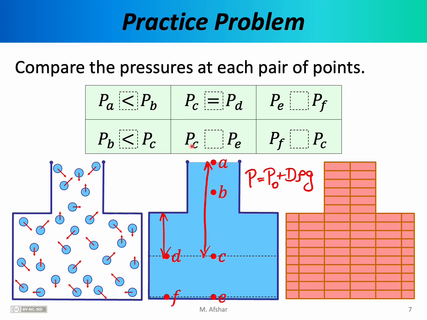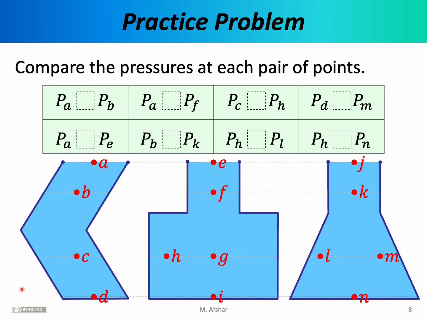What about points C and E? Well, E clearly is at a greater depth, so we can say the pressure there is greater. Comparing points E and F, we can see that again, they are at the same depth, so they must have the same pressure. And comparing points F and C, we can see that F is at a greater depth compared to the very top of the fluid than point C, and therefore the pressure at point F must be greater.